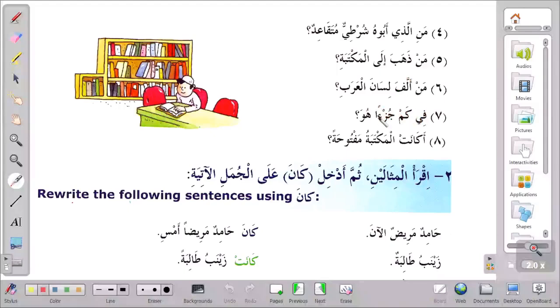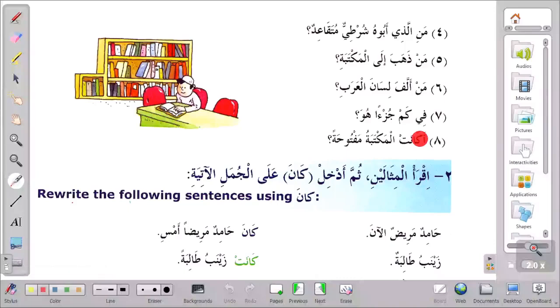Fi kam juz'an huwa? In how many volumes is it? In how many volumes is the Lisan al-Arab? If you can remember, we read that it is 20 volumes. So you can say fi 20 juz'an. It is in 20 volumes.